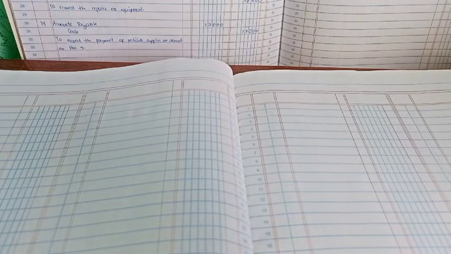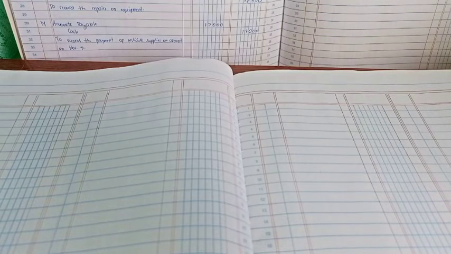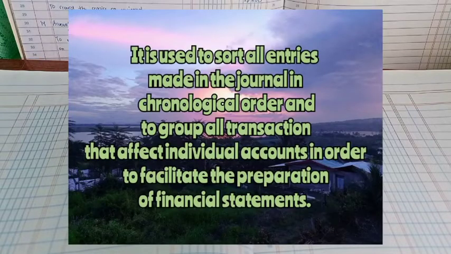And to group all transactions that affect individual accounts. So it means individual accounts, isusort out mo ang mga entries na para sa cash na accounts, para sa accounts receivable na account. So isusort out mo yan lahat. Okay. In order to facilitate the preparation of the financial statement.